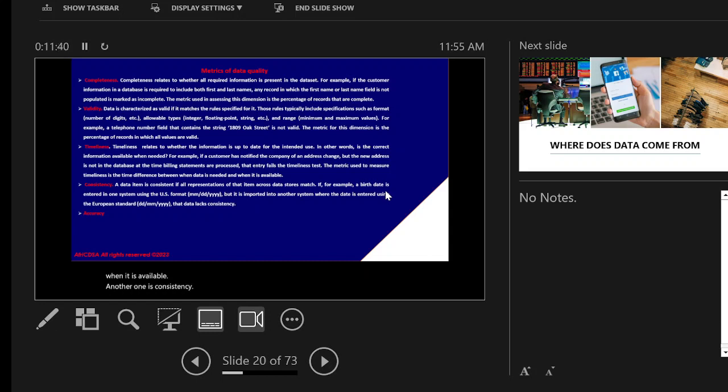Another one is consistency. A data item is consistent if all representations of that item across data stores match, like across various data stores. And this is something I saw when I was working in my last organization as a data scientist. For instance, if a birth date is entered into one system using the US format, but it is imported into another system where the date uses the European standard, then that data lacks consistency.